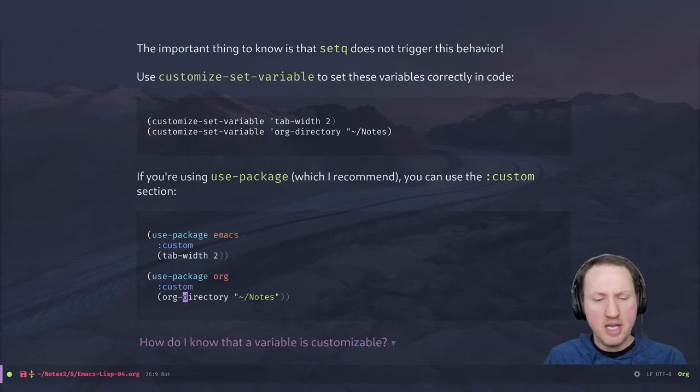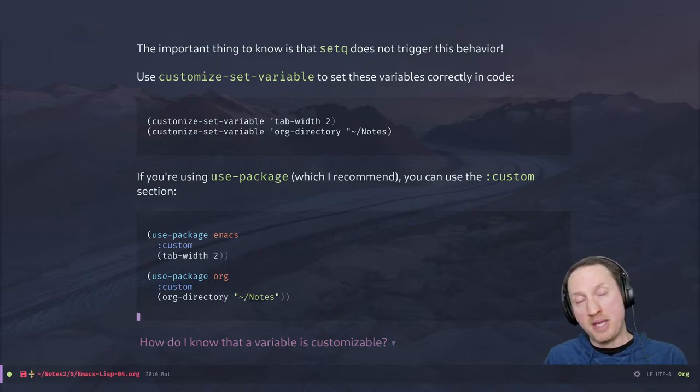Similarly, we can see here that we're setting org-directory to the root directory notes. So this is the best way, in my opinion, to set these whenever you're configuring a package. Just use this custom section in use-package to set them correctly.